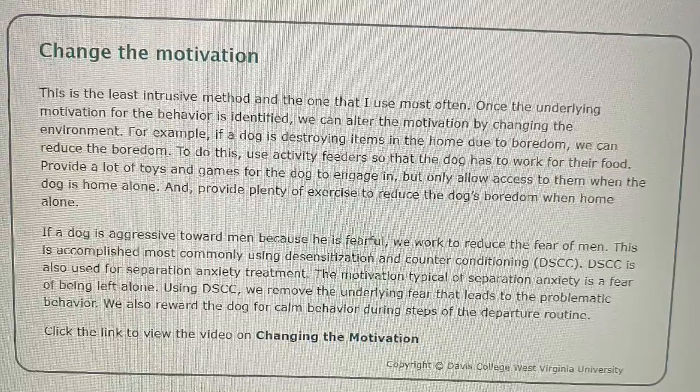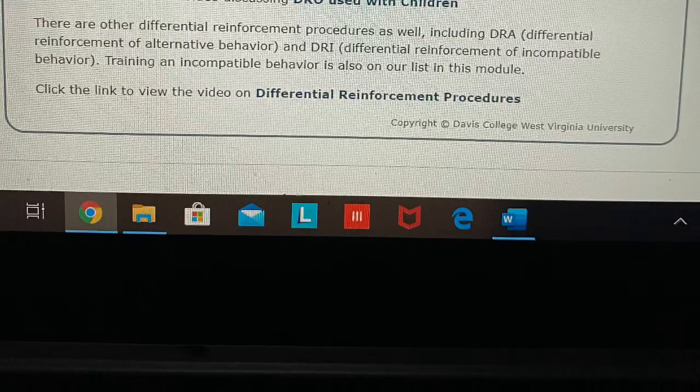Shape the absence of the problem behavior. This technique was used in the last video showing treatment of separation anxiety. The technical term for this method is differential reinforcement of other behavior, or DRO. Differential reinforcement simply means withholding reinforcement for one behavior while providing it to another behavior. DRO is providing reinforcement when the target behavior does not occur during a set time period. In the video of separation anxiety, the set time period varied based on the step of training.